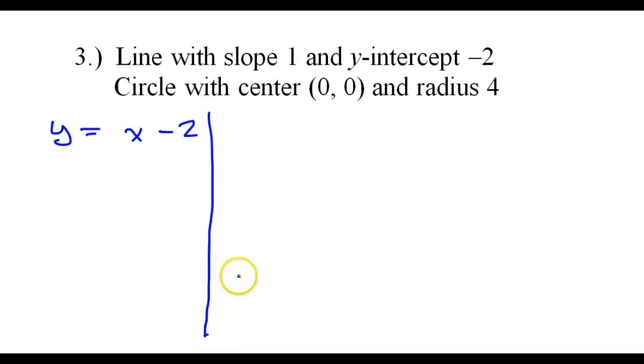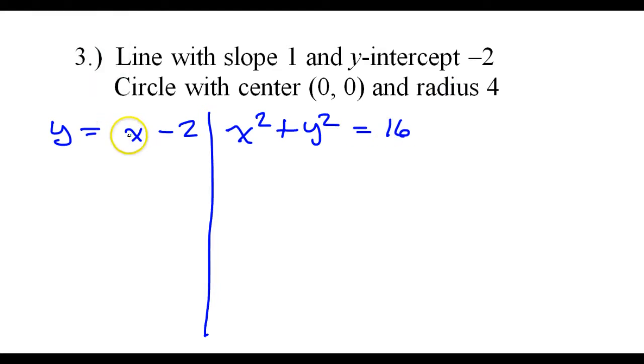Well, let me draw a line for that one. Since the center is 0, 0, then we're just going to have x squared plus y squared. The radius is 4, guess what? 16, because the radius squared goes right here.